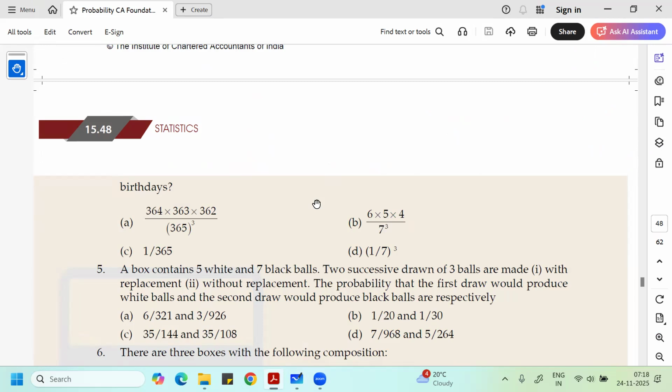Okay, so a bag contains five white and seven black balls, and you're drawing three balls. First you draw three balls and then you put them back, and you want to know the probability that the first three balls are white in color and the next three balls are black in color. Without replacement means once you draw the three white balls, you are not putting them back. So from 12 balls you're left with nine balls.